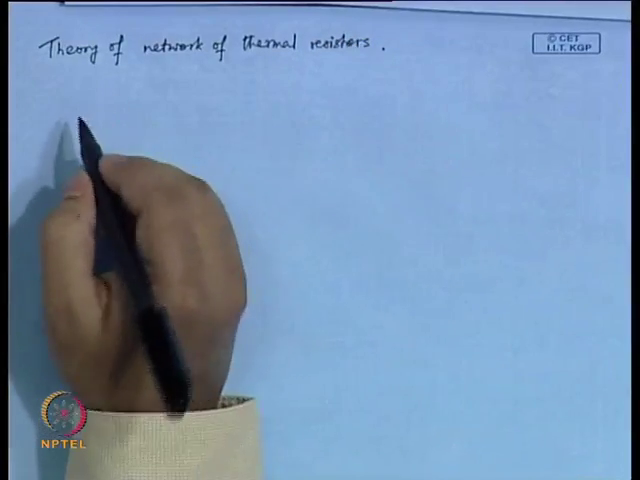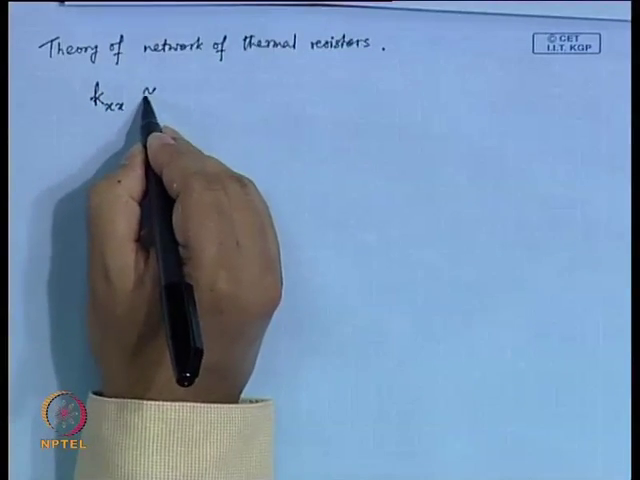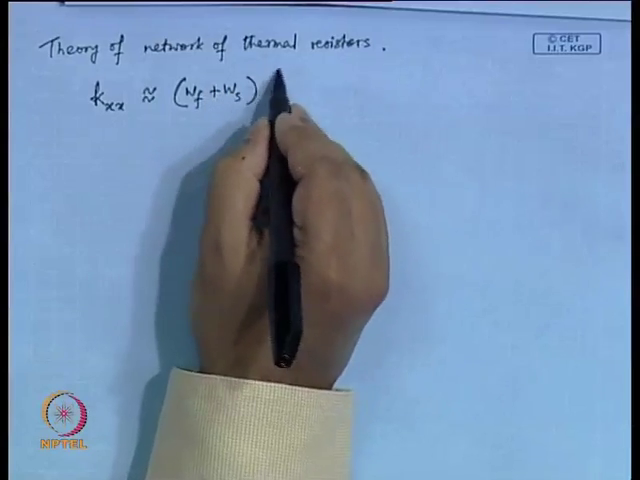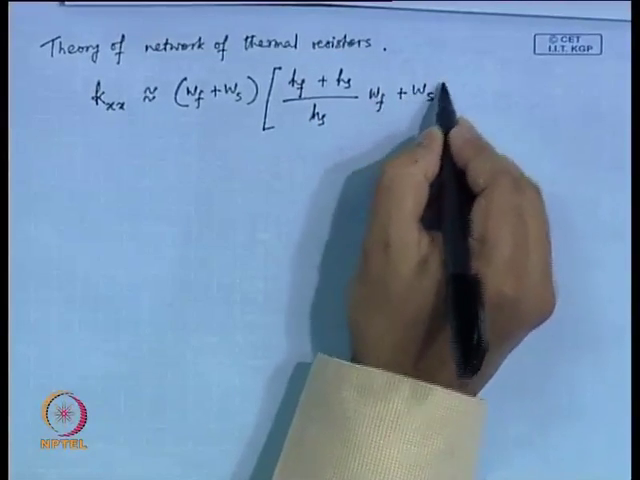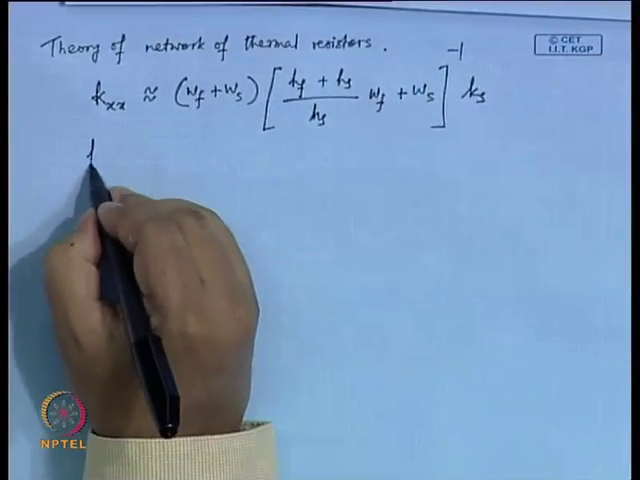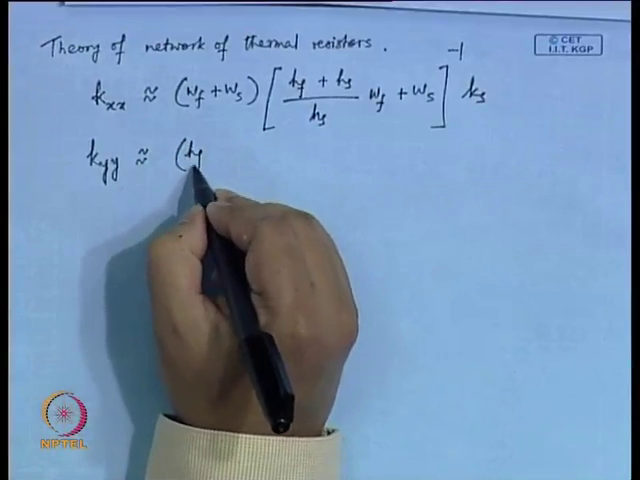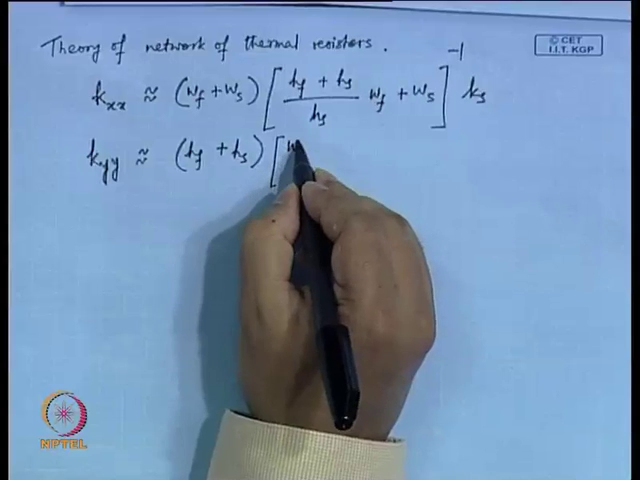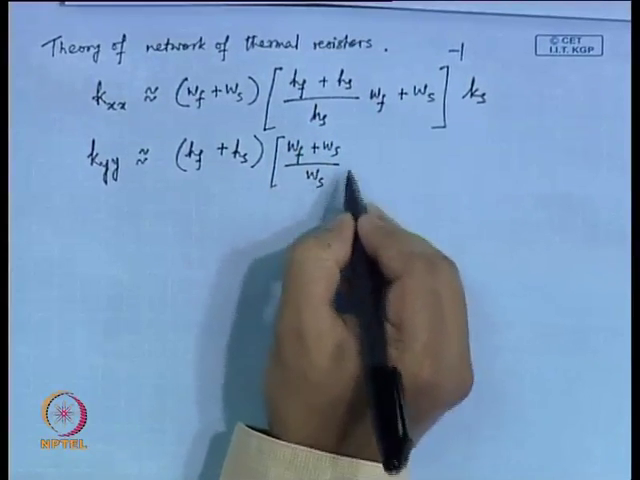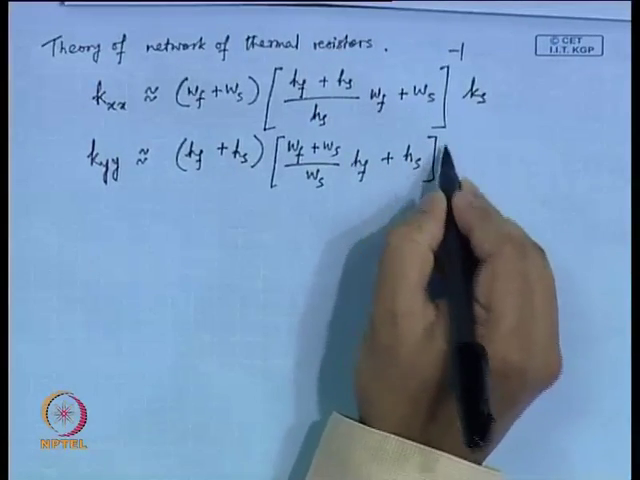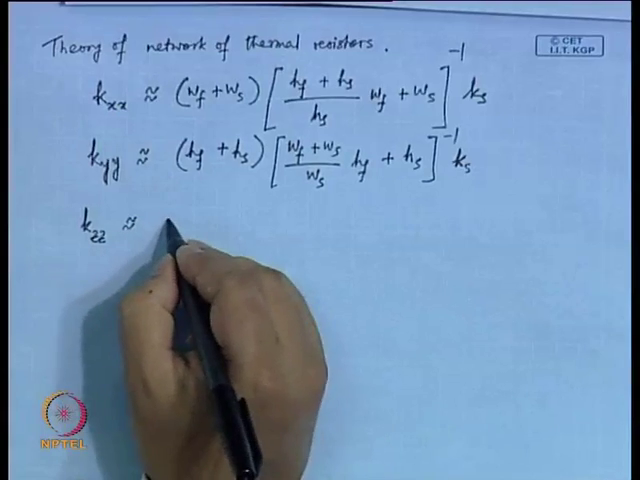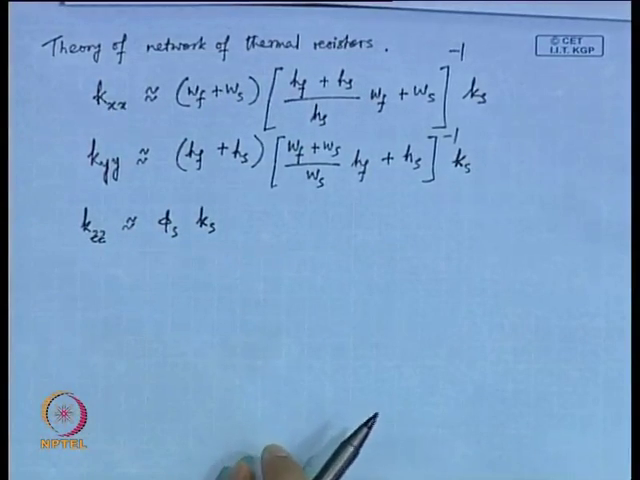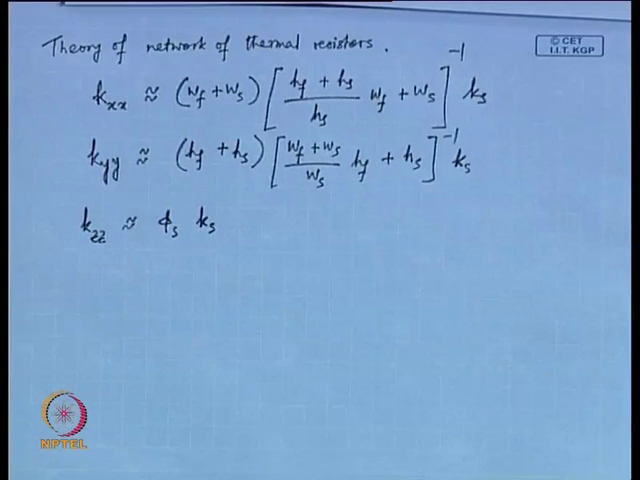It is a network of thermal resistors, and what they have done is they have obtained Kxx as (Wf plus Ws) into (Hf plus Hs) divided by (Hs into Wf plus Ws) inverse into Ks. Kyy is equal to (Hf plus Hs) into (Wf plus Ws) divided by Ws into (Hf plus Hs), and Kzz is phi s into Ks. This follows from the theory of network of thermal resistors.